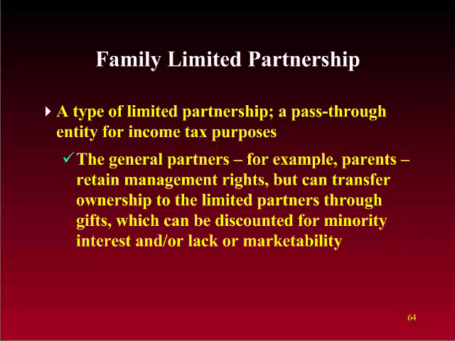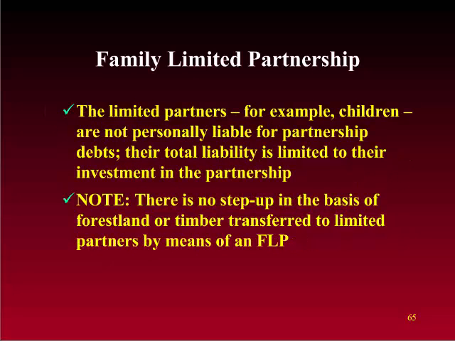So the parents can create a family limited partnership and transfer increasingly large chunks of ownership to the children, $22,000 each a year, right? And you can actually pass more if you make a discount for minority interest or lack of marketability. So it can be not only $22,000, but 25 or 35% more than $22,000. The limited partners, for example, the children, are not personally liable for partnership debts. Their total liability is limited to their investment in the partnership. So they have limited liability. There's no step up in basis, though, for forest land or timber that's transferred to limited partners by means of an FLP, so their basis is the same as the parent's basis.